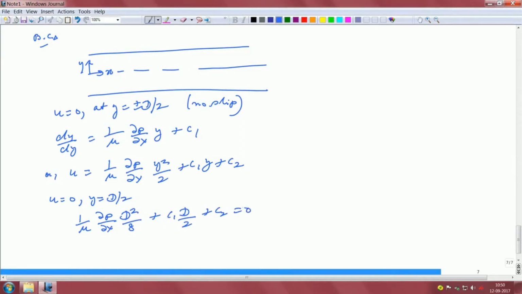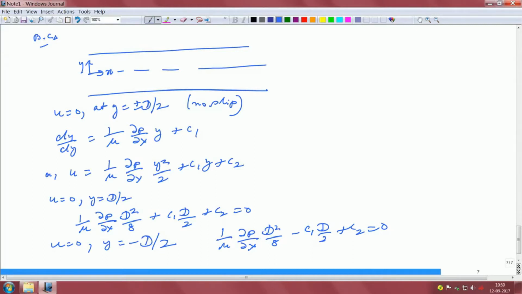So that is the first one. In this particular case, as you can see, this is the full expression that you get. Now u is also equal to 0 at y equal to minus d by 2. So in that way, you will have (1/mu)(dp/dx) d square by 8 minus c1 by d by 2 plus c2 is equal to 0. So this is the second form that you have.